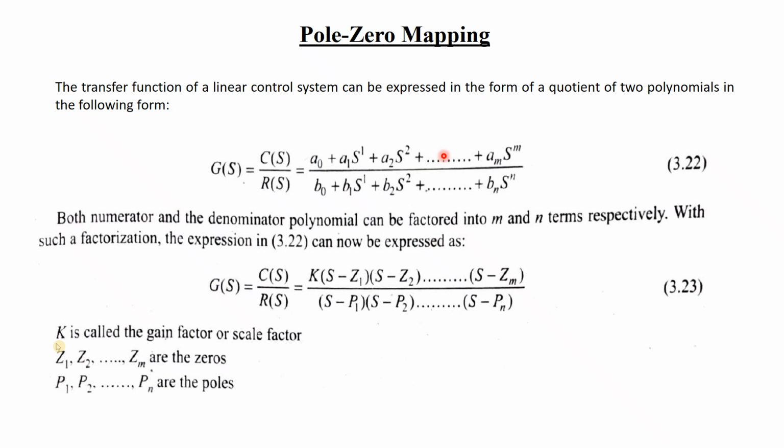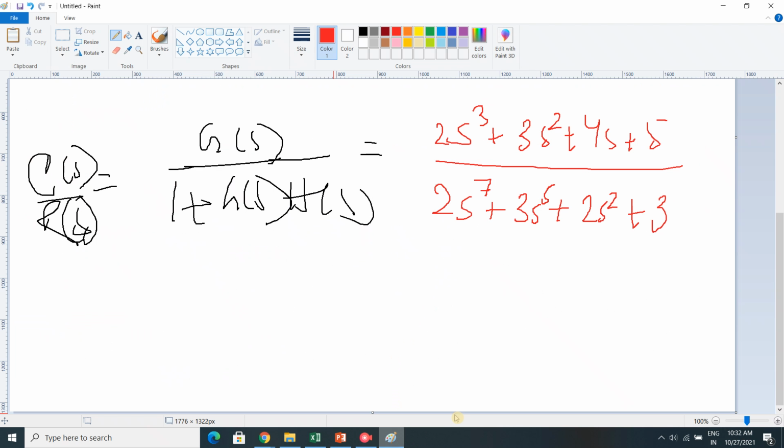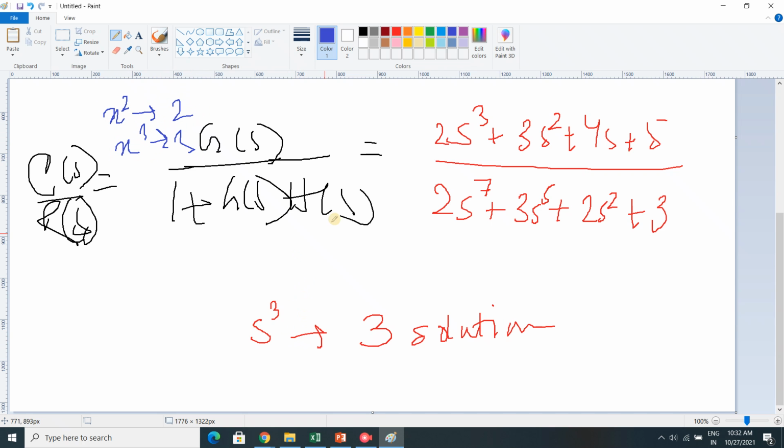With such a factorization, the expression 3.22 can now be expressed as follows. Now if you have an equation where you have the maximum exponent of 3, that means s has 3 solutions, isn't it? In mathematics, if an x squared equation is there, obviously you will get 2 values of x. If x cube is there, you will get 3 values of x. Here also if s cube is there, you will get 3 solutions of s. If s to the power n is there, obviously you will get n solutions, isn't it?